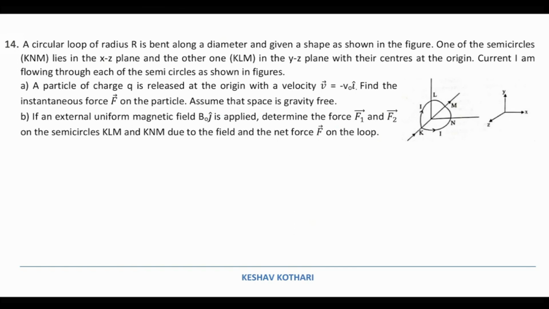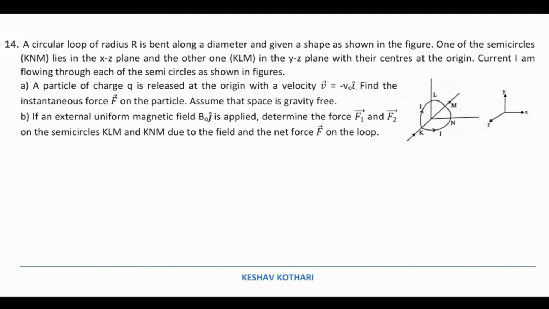A circular loop of radius r is bent along a diameter and given a shape as shown in the figure. One of the semicircles, K and M, lies in the xz plane and the other one, KLM, in the yz plane, with their centers at the origin. Current I ampere flowing through each of the semicircles is as shown in the figure.